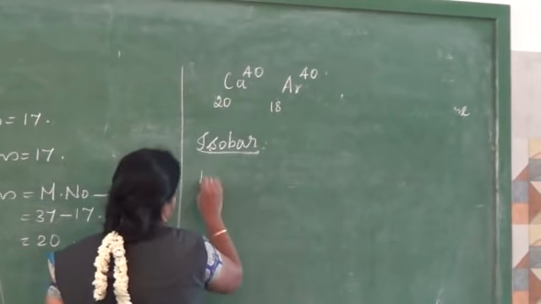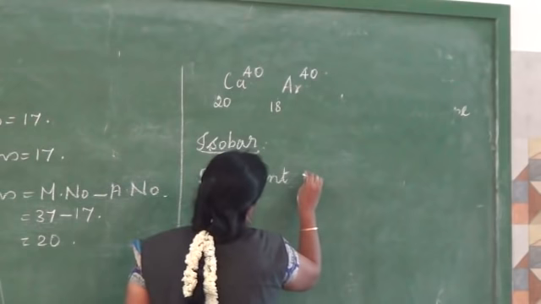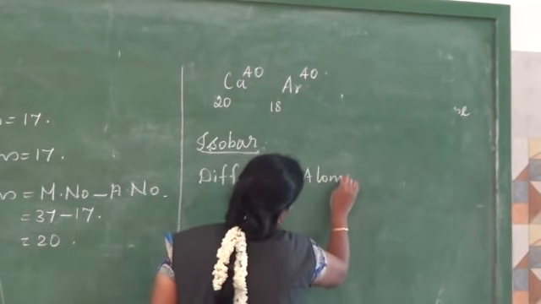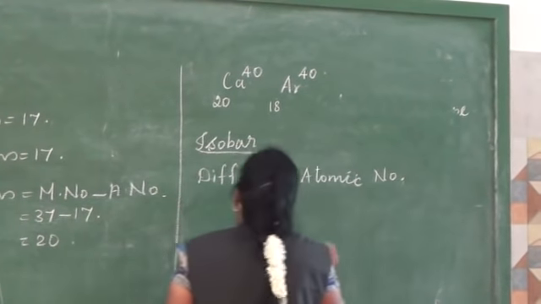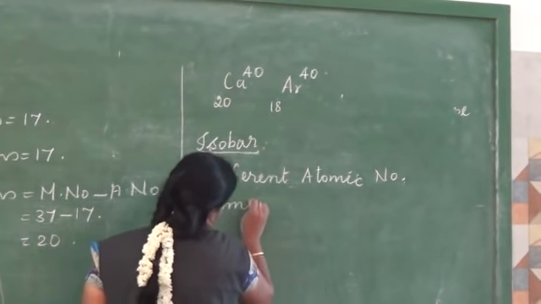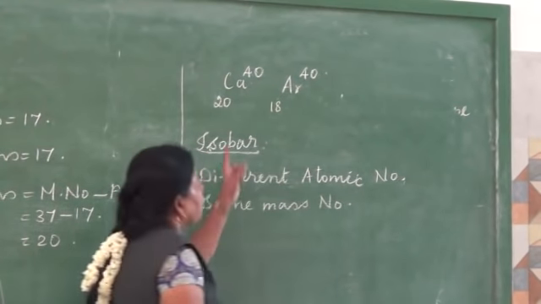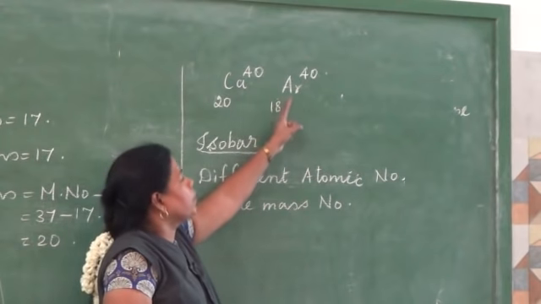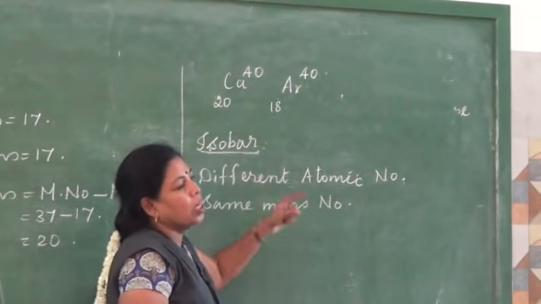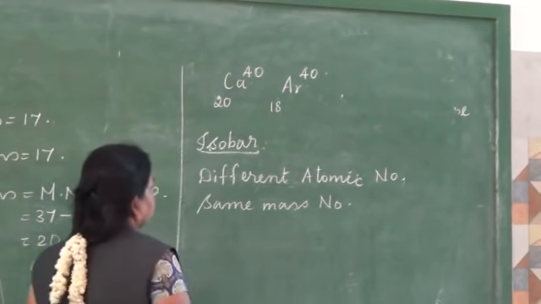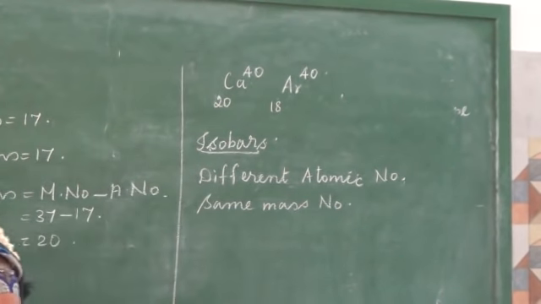In which way do they differ? Different atomic number, same mass number. So these are atoms of different elements. Isobars are the atoms of different elements having different atomic numbers but the same mass number. So that is called isobars. Next we will see isotones.